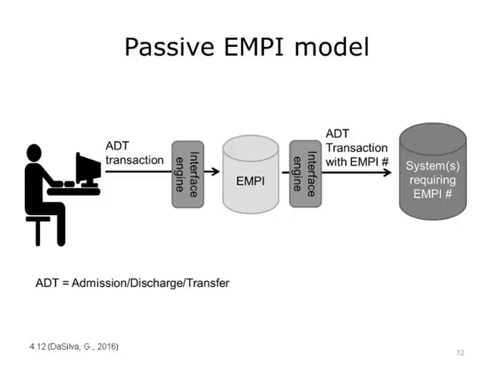Now, the passive EMPI model, which is often something that needs to exist, is different. This model is one where the EMPI is not able to be the owner of the data.